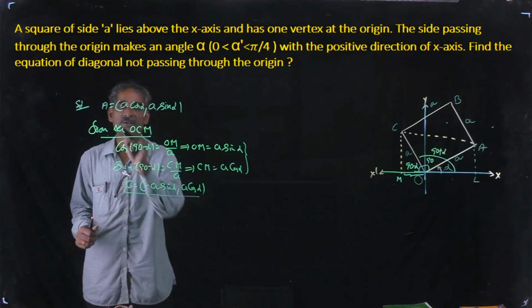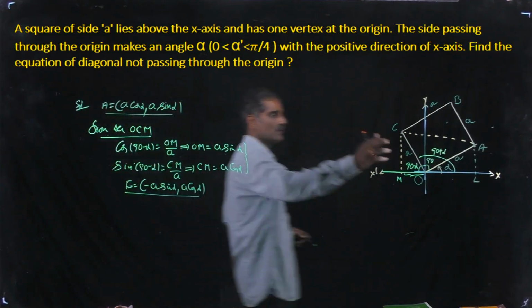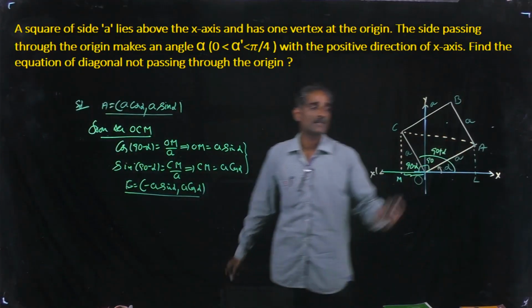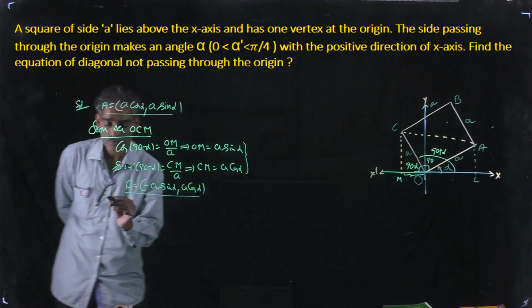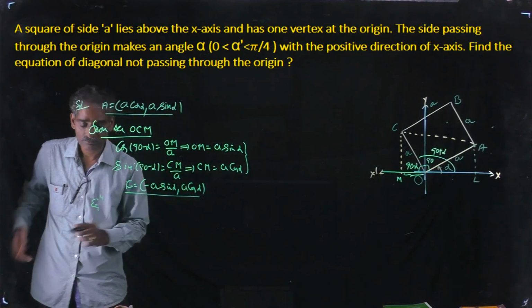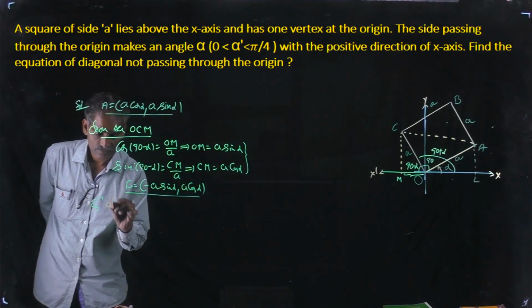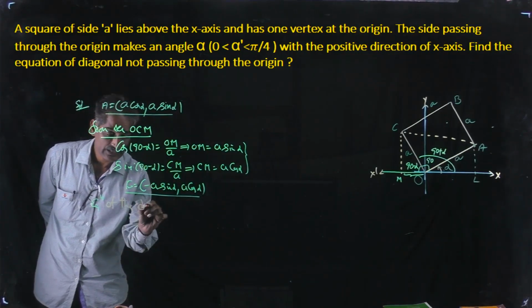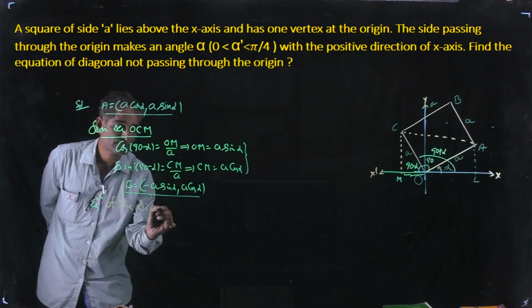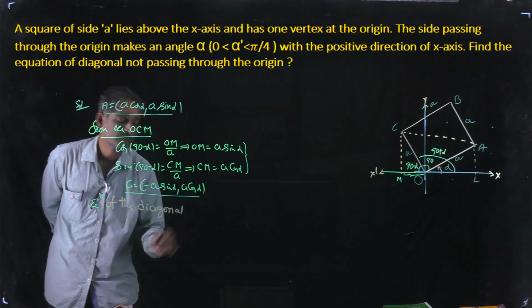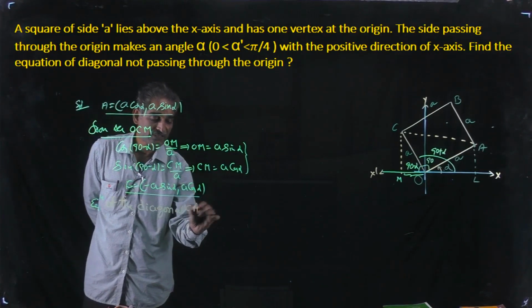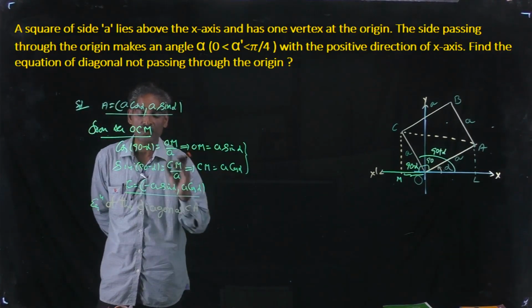These are the coordinates of C. These are the coordinates of A. We have to find the equation of diagonal AC or CA. This is the line passing through 2 points.